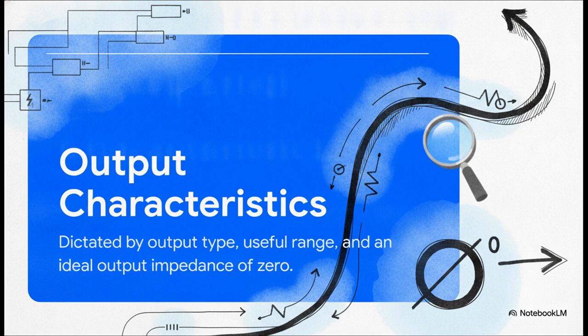digital system. And just as we wanted a really high input impedance at the start, here at the end, we want an ideal output impedance of practically zero. This ensures the transducer can easily drive the signal forward, acting perfectly as a constant voltage or current source without loading down the rest of the system.